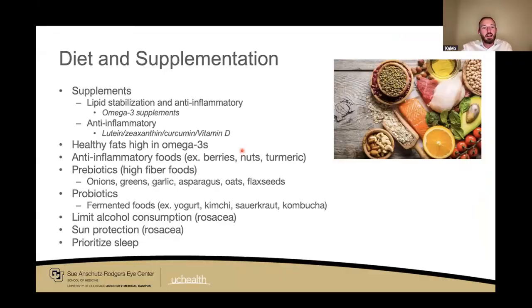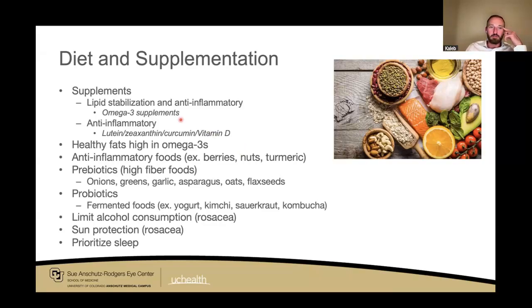enhancing secretions. When it comes to diet and supplementation, a lot of this is the same thing that we saw with our rosacea patients, because rosacea causes SGD and MGD. But foods that are high in omega-3s, anti-inflammatory foods, prebiotics, probiotics, things like limiting alcohol consumption, sun protection in case of rosacea, prioritizing sleep. All those can be very helpful.